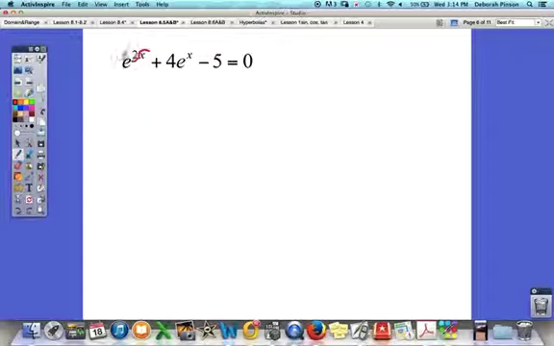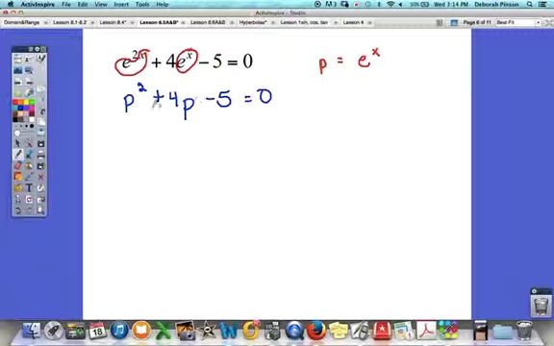So what I'm going to go through and do is I'm going to replace my e to the x's with some variable. I'm just going to use, I don't know, p for Pinson. I'm going to replace e to the x with p, which means right here I'll have p squared plus 4p minus 5. Now see how this looks like straight up factoring. I'm going to factor it. So plus 5 minus 1. Okay, look at that. Make sure you're okay with it.